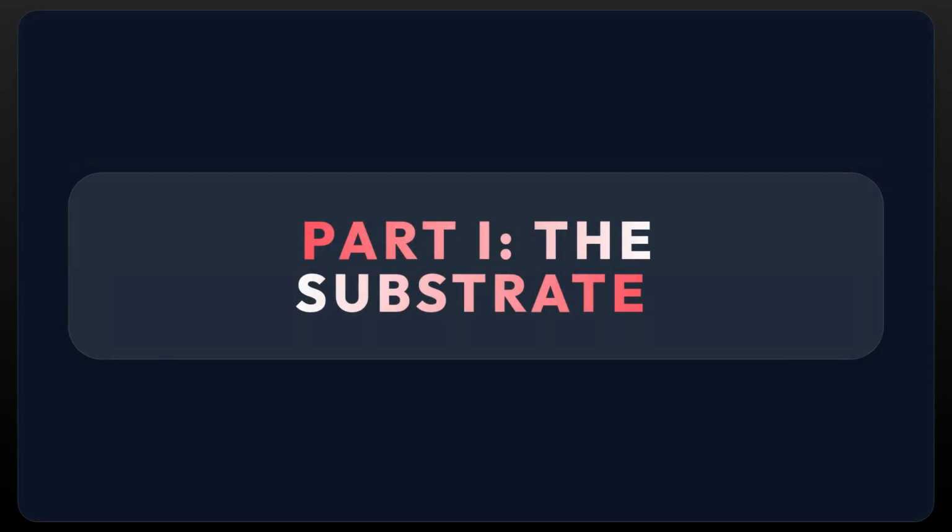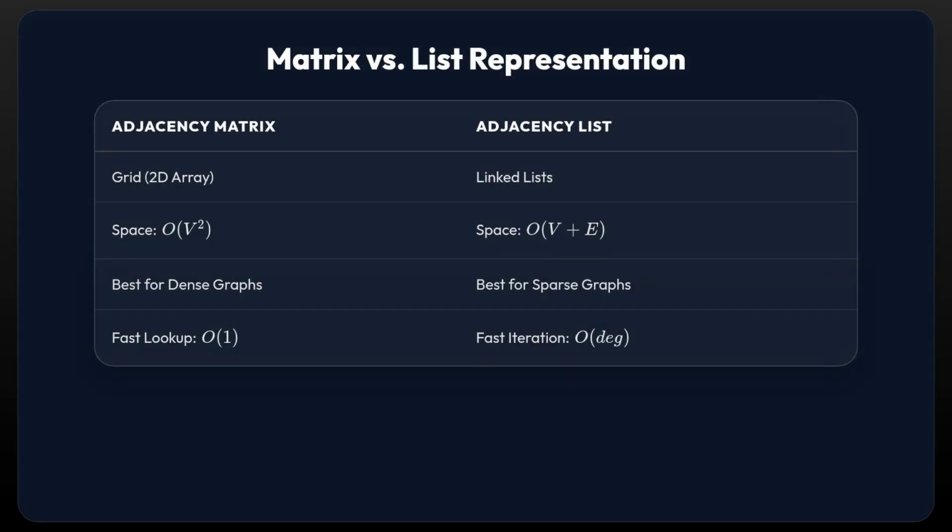Before we can traverse a graph, we must define how it lives inside a computer's memory. This is the structural substrate. The choice we make here, between a matrix and a list, determines the asymptotic fate of our algorithms. We have two primary contenders. On the left, the adjacency matrix. Think of it as a rigid grid. It offers instant access to check if two specific nodes are connected, but it consumes memory equal to the square of the vertex count, usually denoted as big O of V squared.